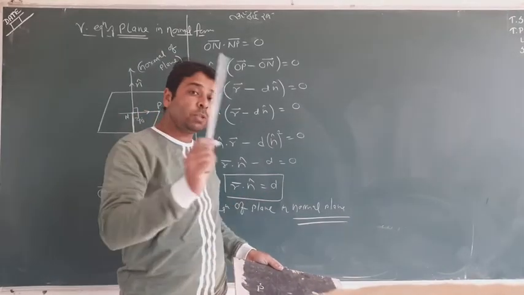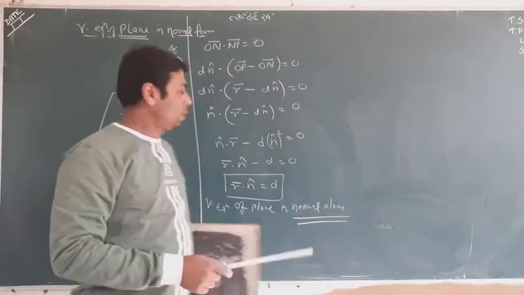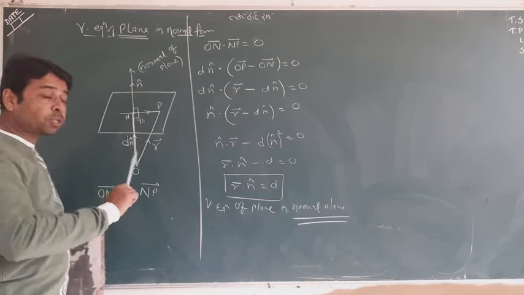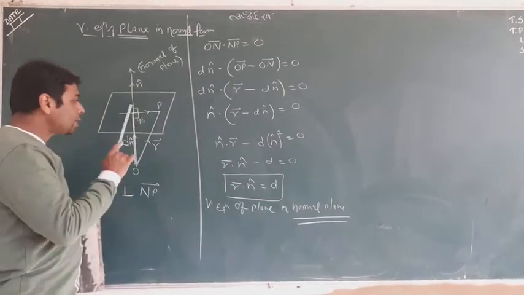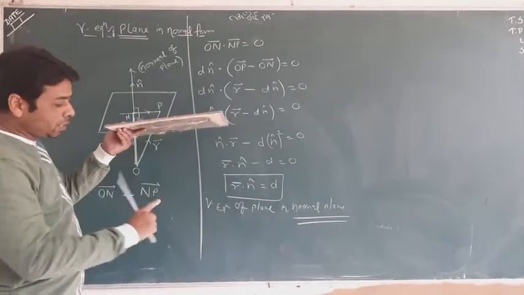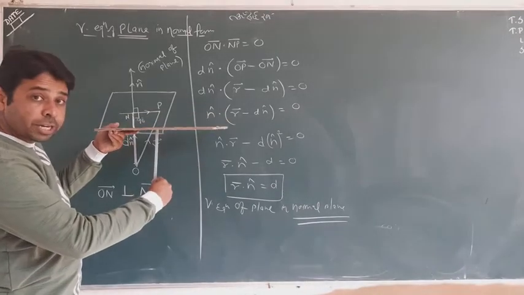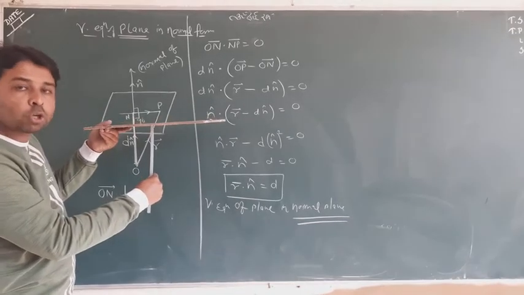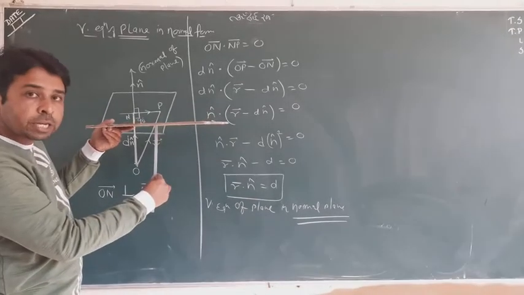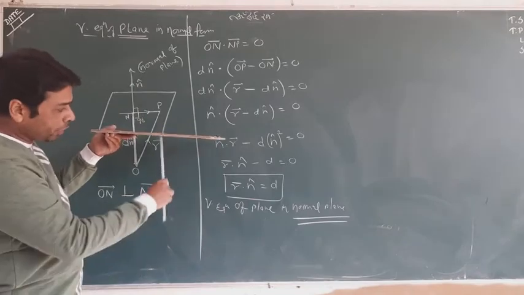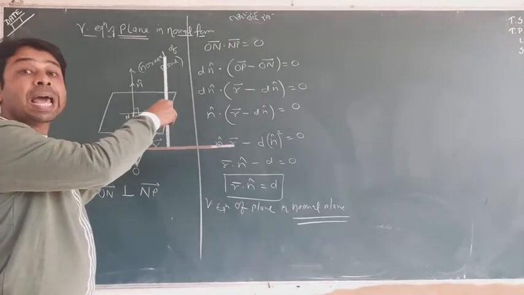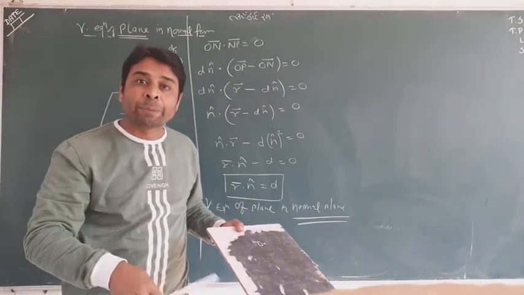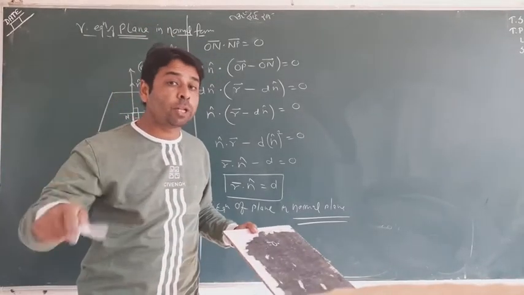What is d? D is one of the important things. D is the perpendicular distance of the plane from the origin point. This is the plane, this is your O, and this distance is D. This is the normal, called n, where n cap is none else but a unit vector along that n. N contains the ratio of the normal of the plane.